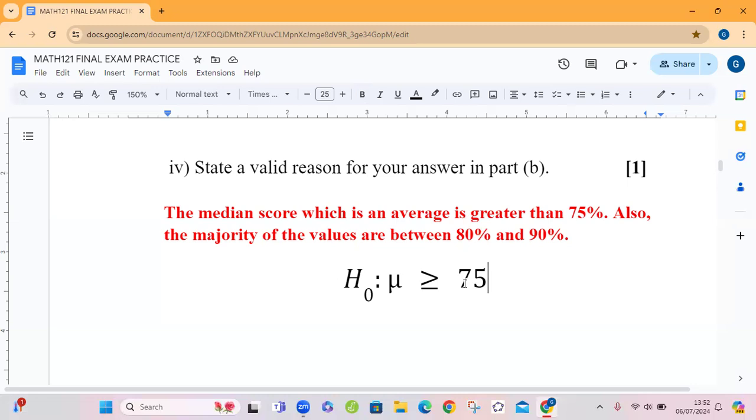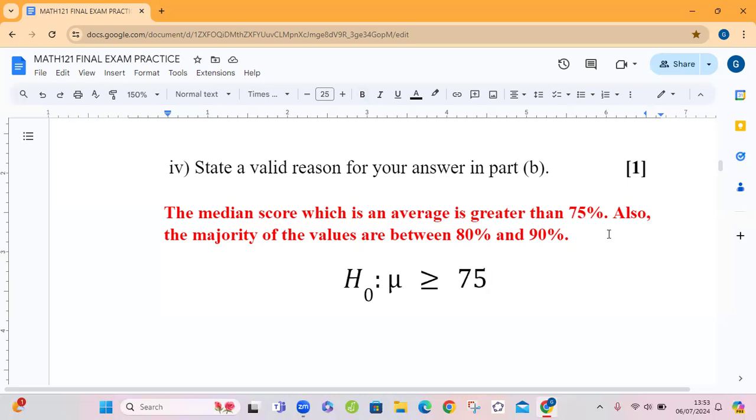Okay, now the median is an average also. The mean is an average. So if you get an average of 85, that lines up with what the null is saying, that the mean is greater than or equal to 75. So this statement cannot be rejected. Okay, so the null hypothesis must not be rejected for that reason.